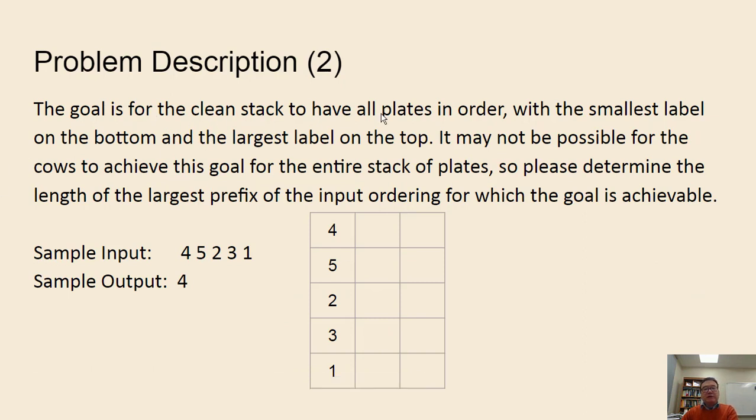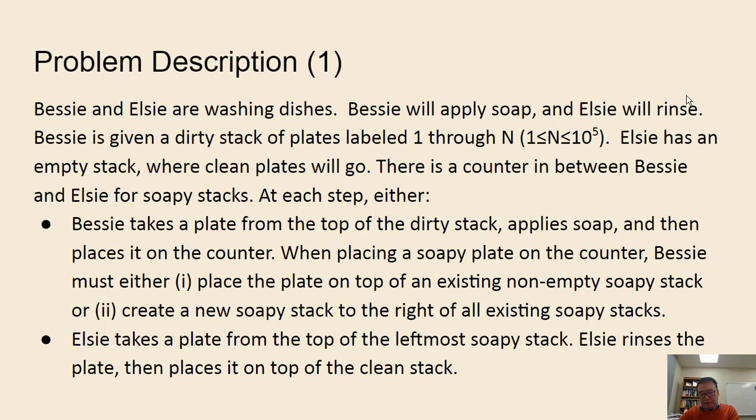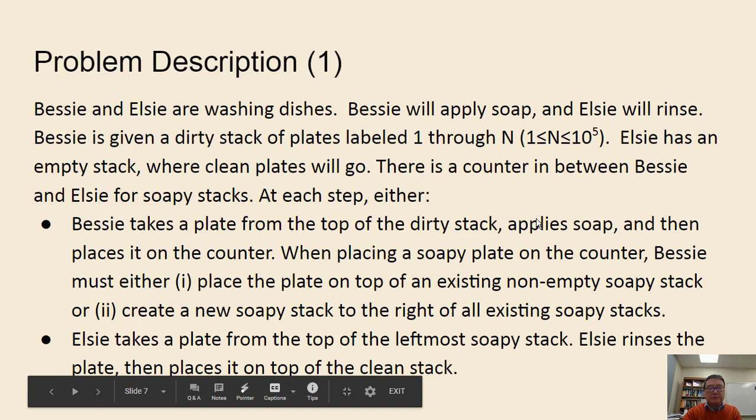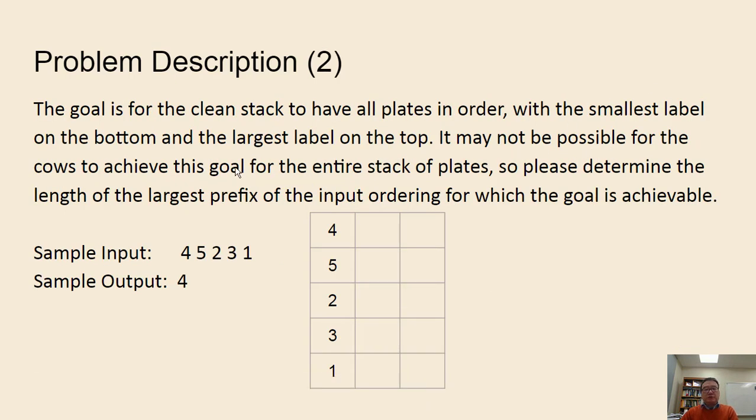So the goal is for the single clean stack of plates to have all the plates in order with the smallest on the bottom. That's because we have to rinse the smallest one first and then put it down, so it will be on the bottom. At any point, the multiple stacks of soapy plates should follow the order from small to large on the first stack, and then small to large on the second, and so on. And the biggest one on the first stack, which would be the bottom one, should be less than the top one on the next stack, in order for this order to be preserved.